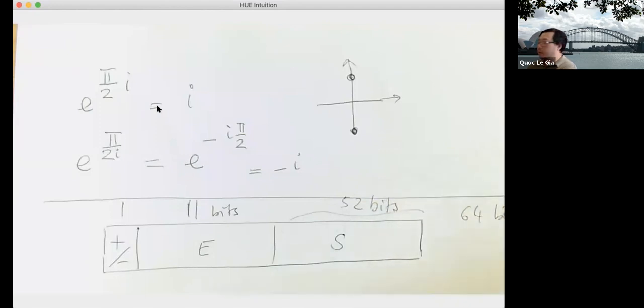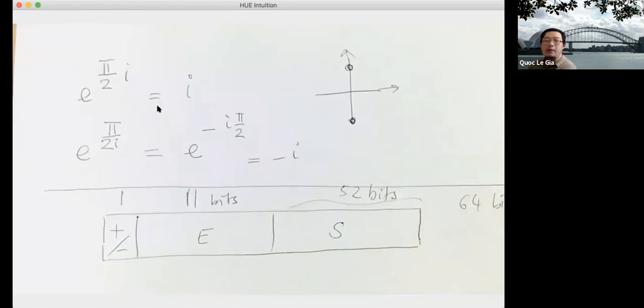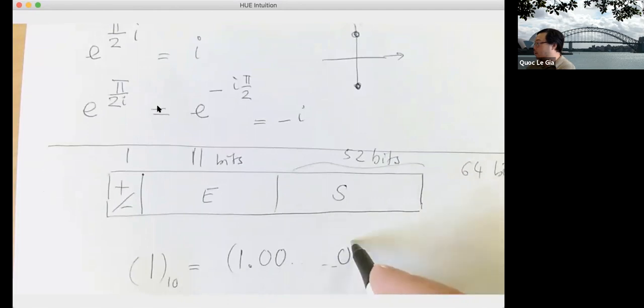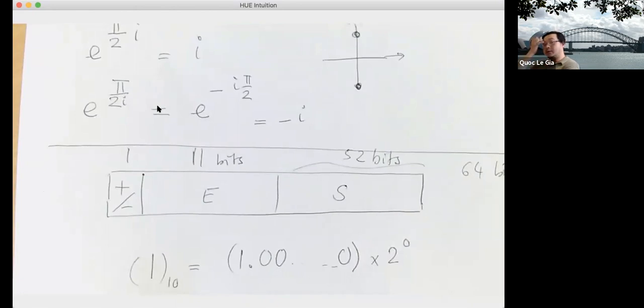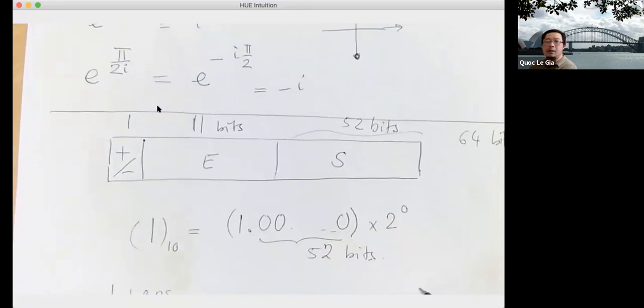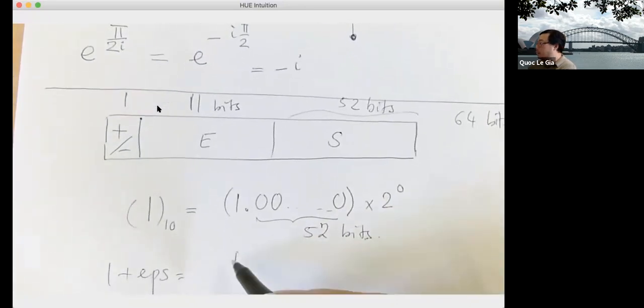Okay. So now if you represent the number 1 in the floating point system, in decimal, right? Then you will see that it will have the form 1.00, many zeros, okay, times 2 to the power 0. 2 to the power 0 is just 1. So now, because the significand here is 52 bits, we have 52 zeros here, okay? And now 1 plus epsilon, you just turn on the last digit from 0 to 1.